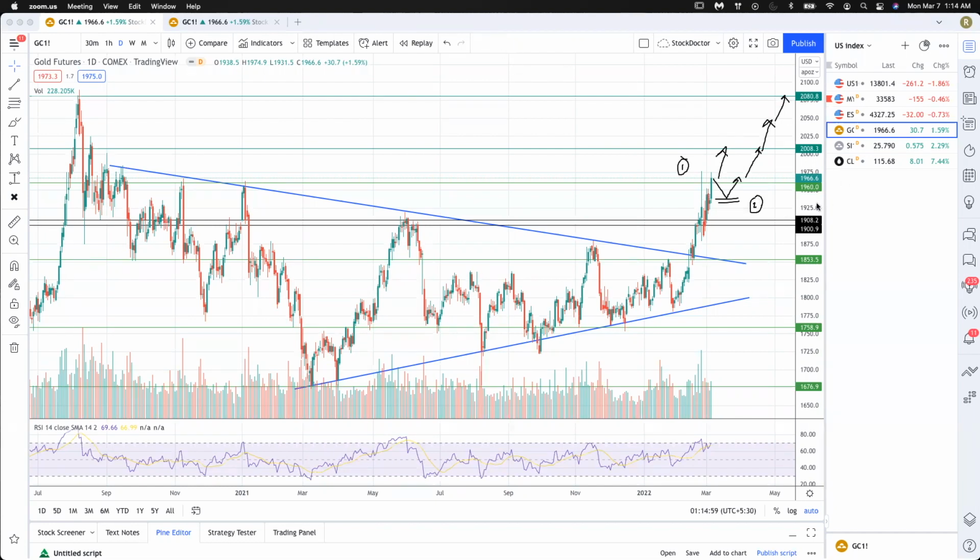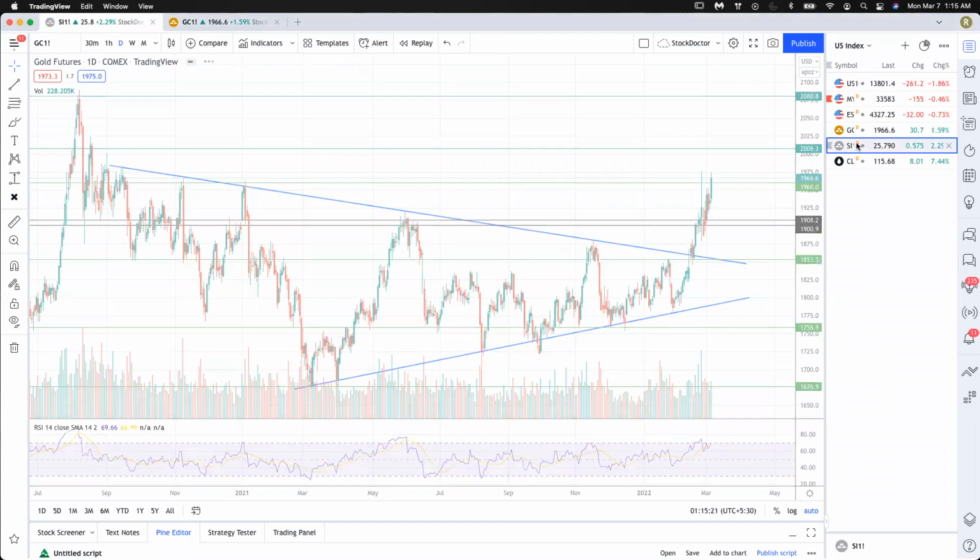So this was about gold, and gold has support around 1900. If gold starts trading below 1900, then there can be more pain and it can come back to the previous resistance, which gave a breakout here, this line, and then it can come back to 1855. So this was about gold.